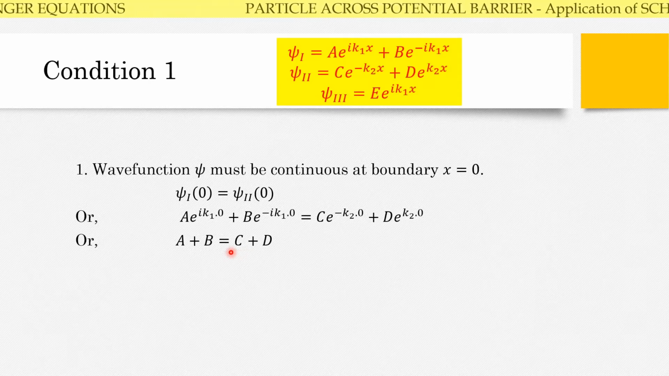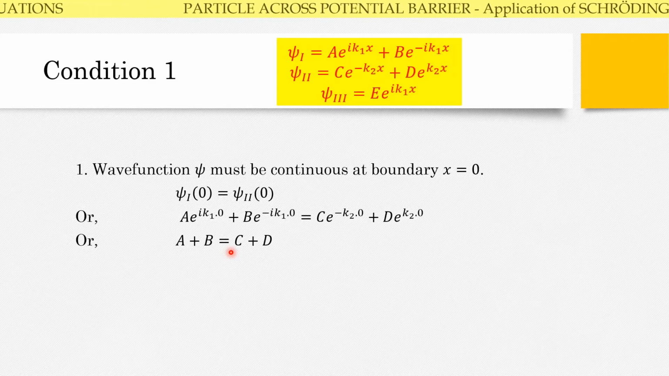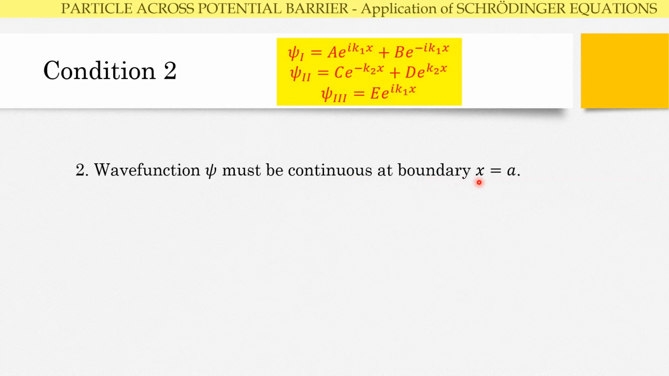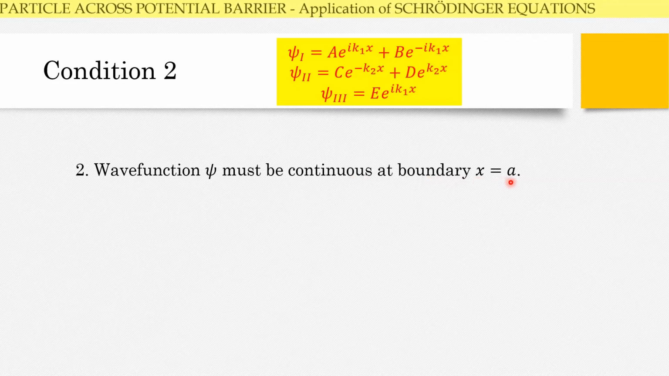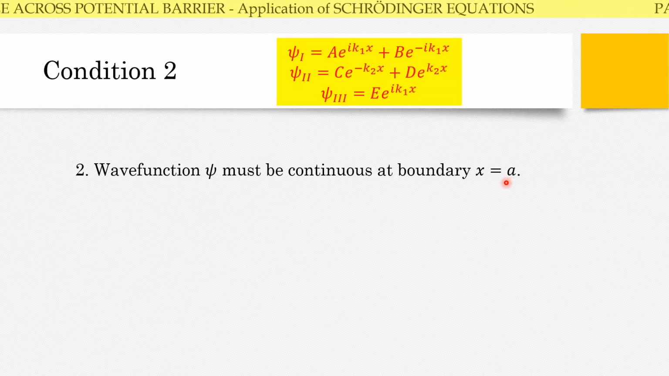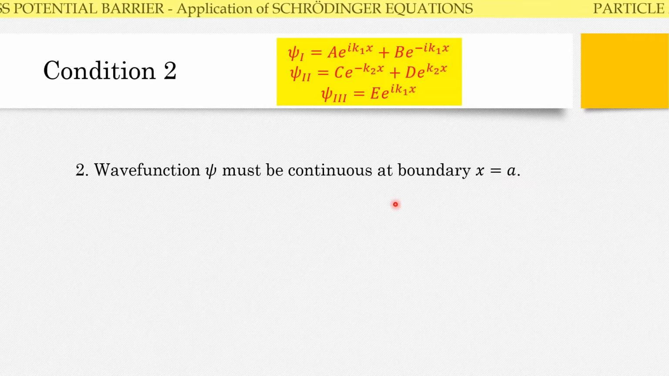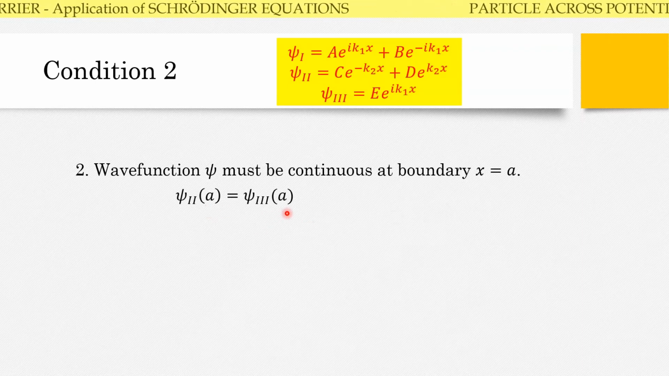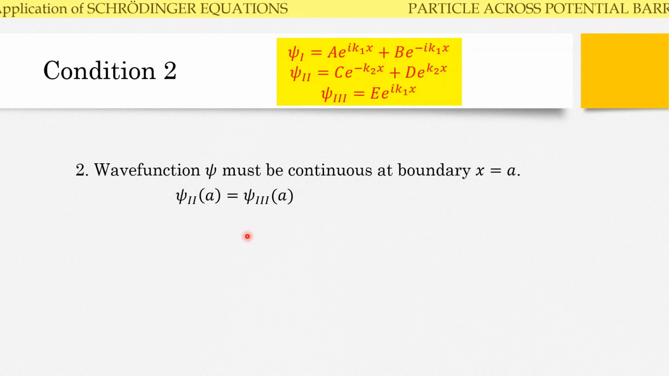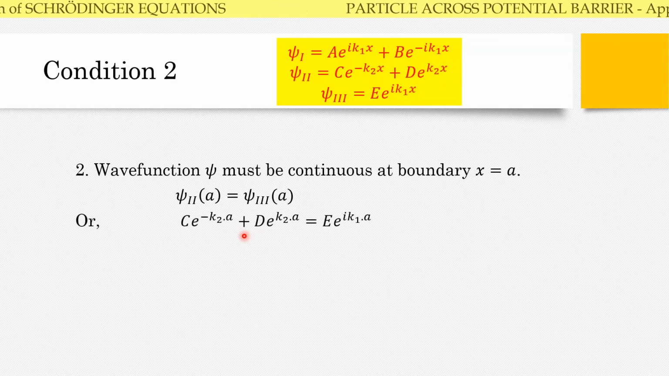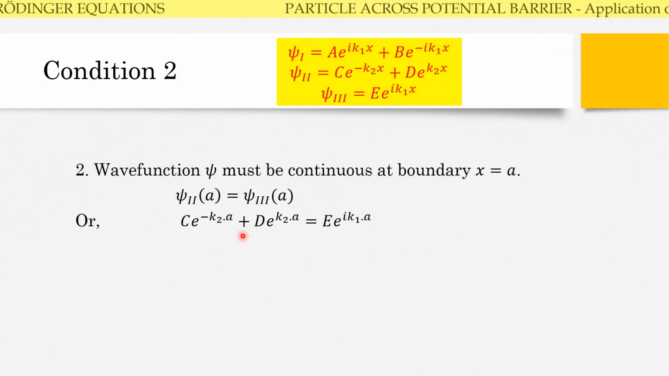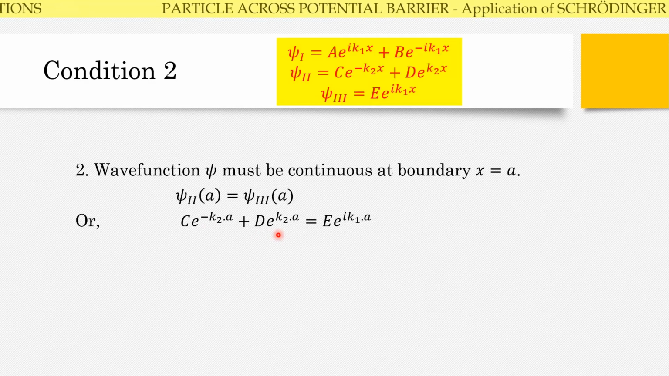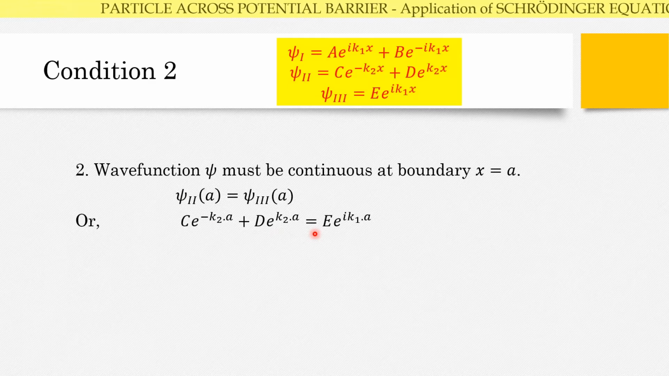constants. So let us use now the condition 2, which says that the wave function must be continuous now at boundary x equal to a. So again, at x equal to a, psi 2 and psi 3 must be equal, taking x equal to a. So again make use of these equations and replace x by a. So this is the equation now you get from condition 2.